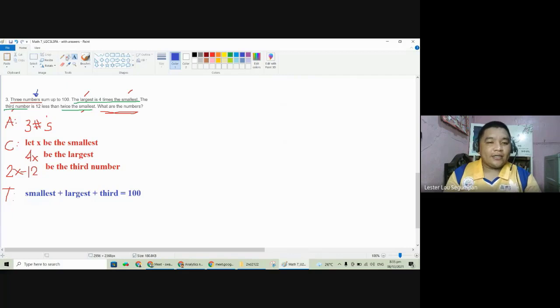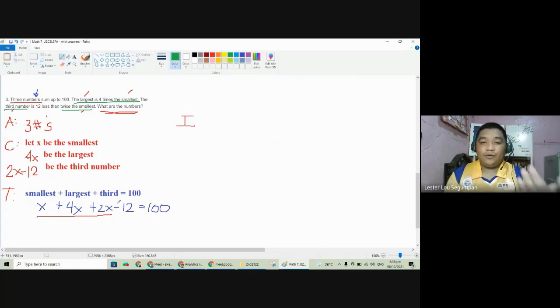So in this case, our next step is just to simply use the translation here. Smallest is x, the largest, so you have plus 4x, and the third is plus 2x minus 12, and they are equal to 100. This is now the equation that you're going to use for our implementation. Step I, solve them. So we need to add all of this first. So x plus 4x plus 2x, please review your operations of polynomials. You will get 7x minus 12 equals 100.